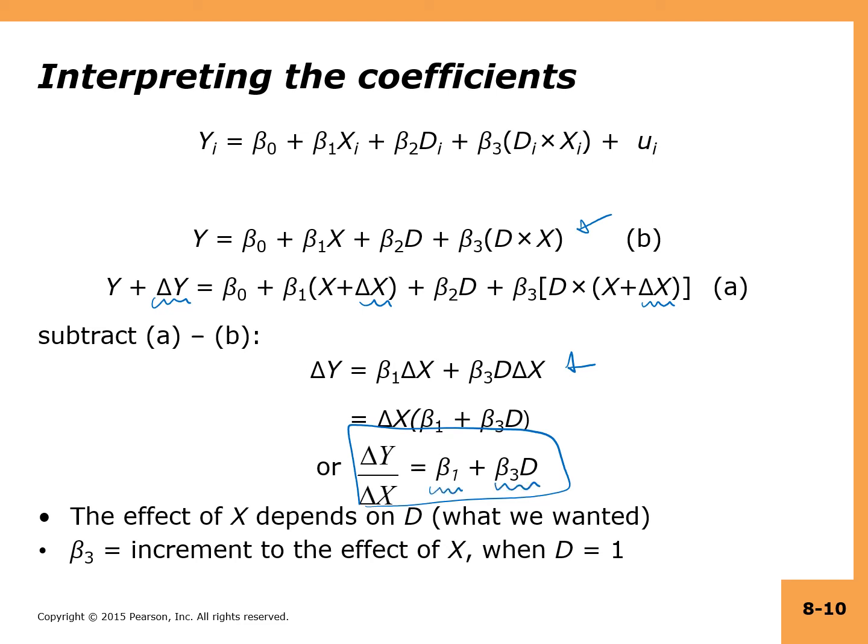It has another term that depends on d. So in our previous example, the effect of education on earning is not constant for both male or female. It actually varies depending on whether you're female or male.